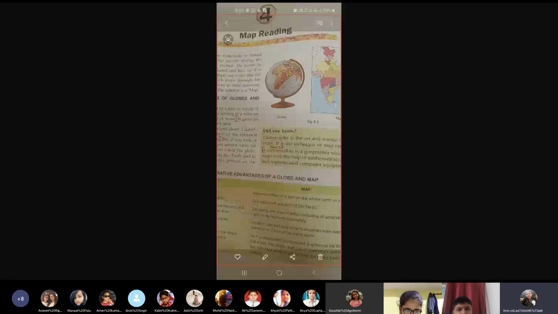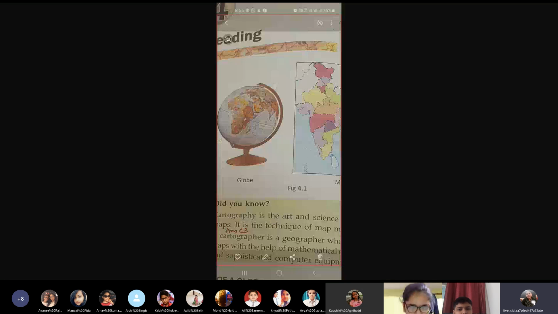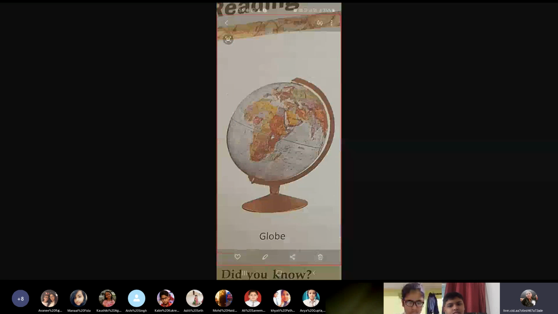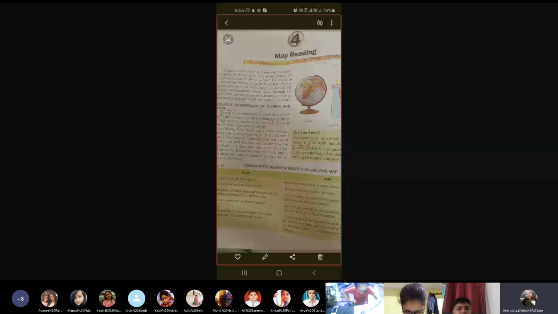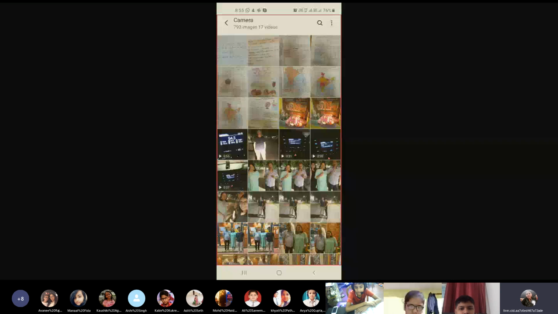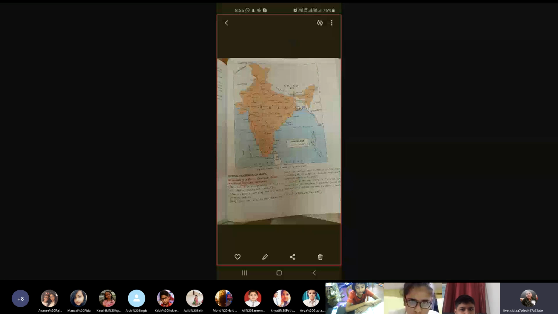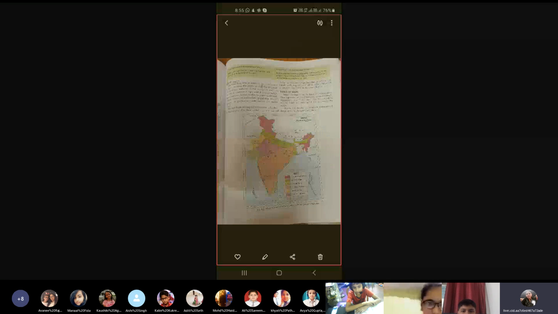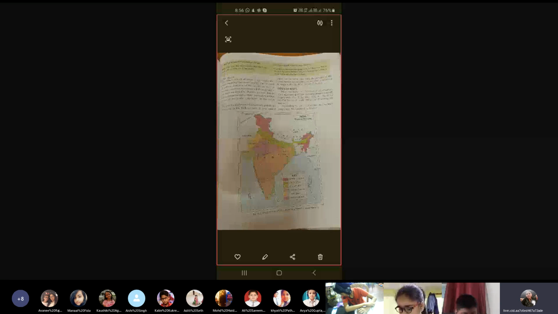Now, actually, the Earth is round. So, whatever is round, if you put it on a flat surface, the accuracy of the things gets distorted. Distorted means slightly spoiled. So, how to deal with it? To deal with it, we have to be a little more accurate. Now, coming on to the next: three-dimensional representation of the Earth.